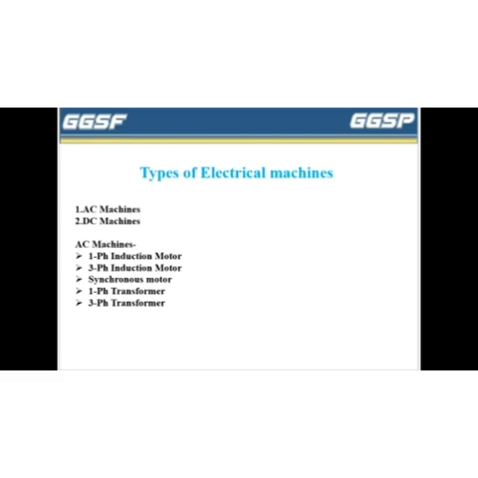Types of electrical machines: AC machines and DC machines. Now, AC machines are classified into the following types: single-phase induction motor, three-phase induction motor, synchronous motor, single-phase transformer, and three-phase transformer.